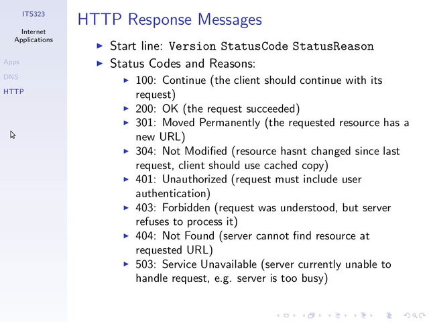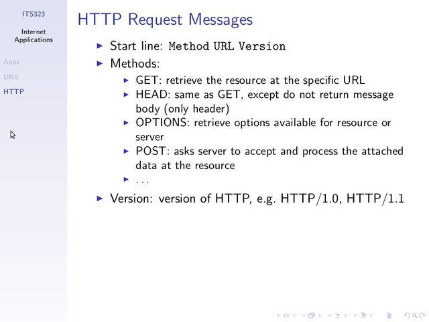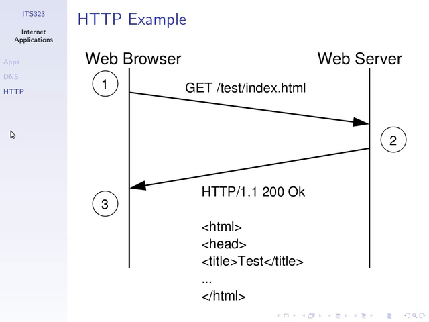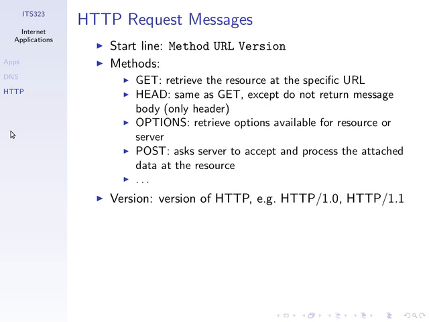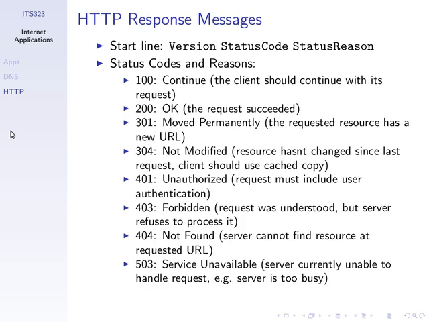We send a request. That request has a start line. It may have some header fields as well. We'll see a list of example header fields shortly. When we receive the response, it has the version of the protocol being used, some status code, and some message corresponding to that status code, and then a space followed by the content. So the response has some version, status code, and the status reason, some textual description of the status code.